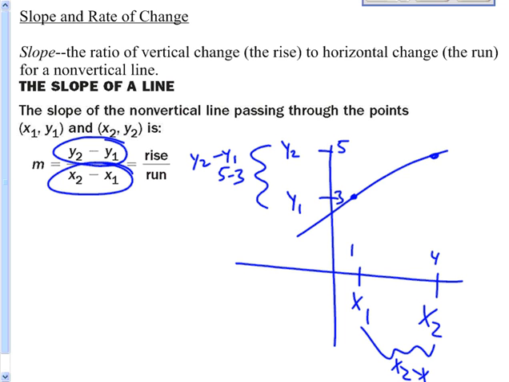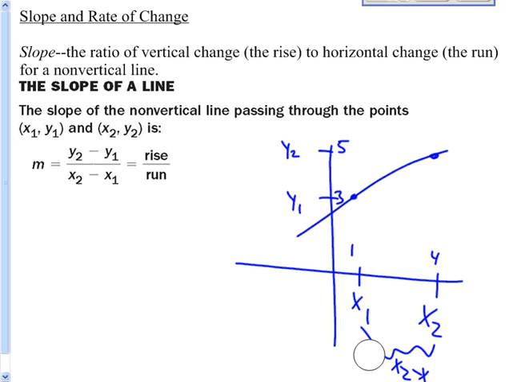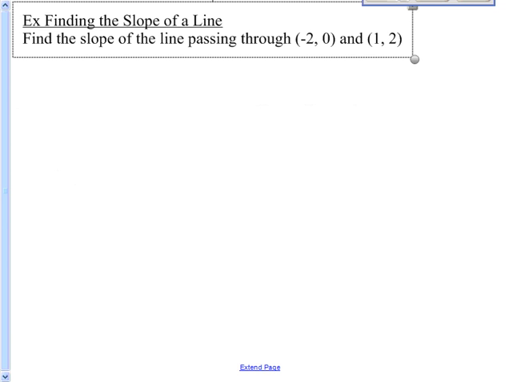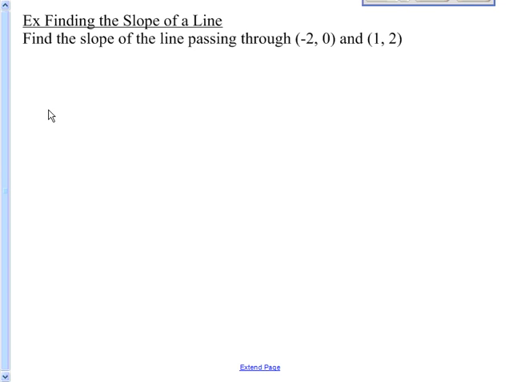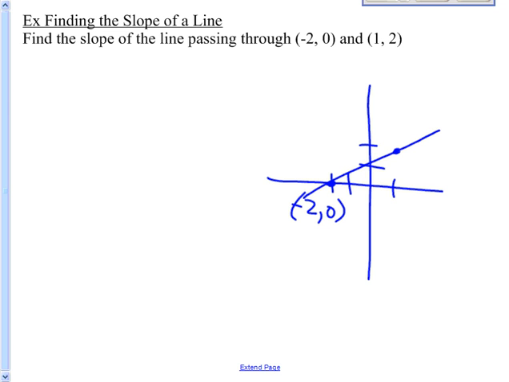So that ratio of rise to run determines the steepness of that line. Okay, how steep does that line end up being? Vertical change to horizontal change here. Slope of a line, steepness. So let's find the slope of a line passing through (-2, 0) and (1, 2). So we have (-2, 0), and then we got (1, 2). How steep is this line?